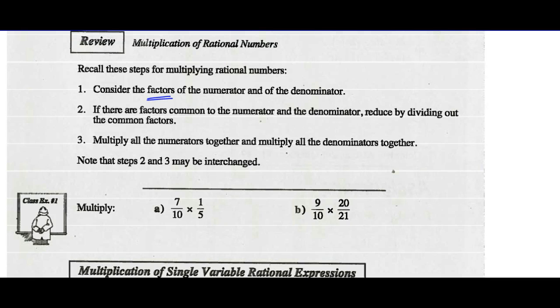If there are factors common to the numerator and the denominator, reduce these by dividing out those common factors. Alright, so I always want to reduce by dividing out. Once we've reduced, let's go ahead and multiply the numerators together and then multiply the denominators together. Note that steps 2 and 3 may be interchanged depending on what's easiest.